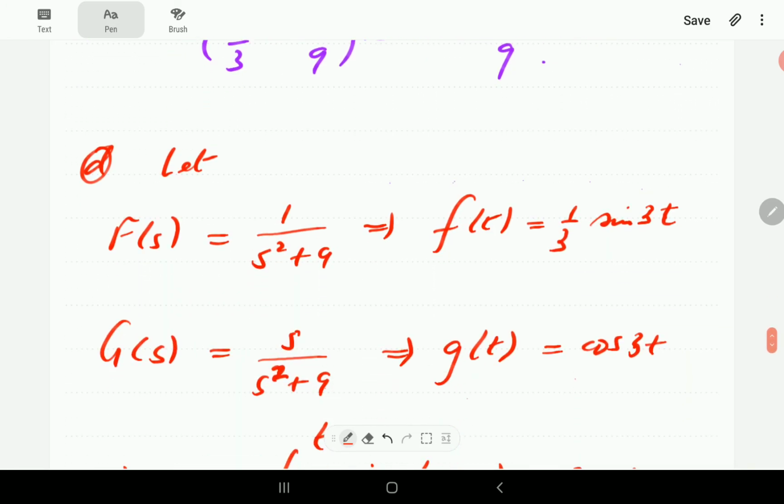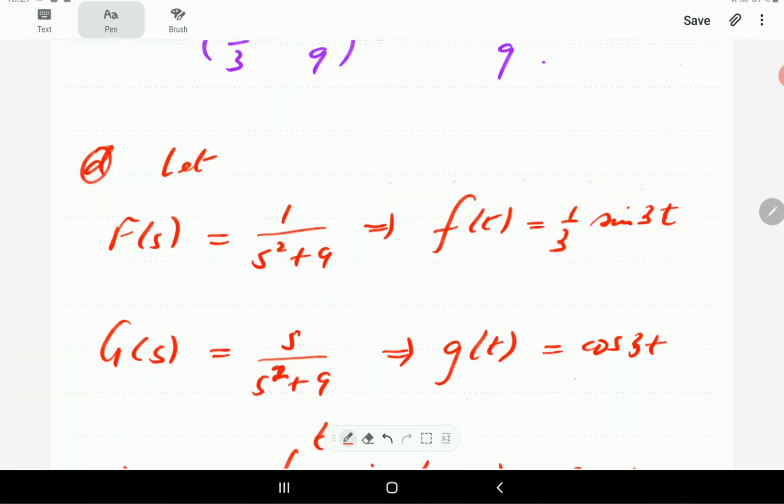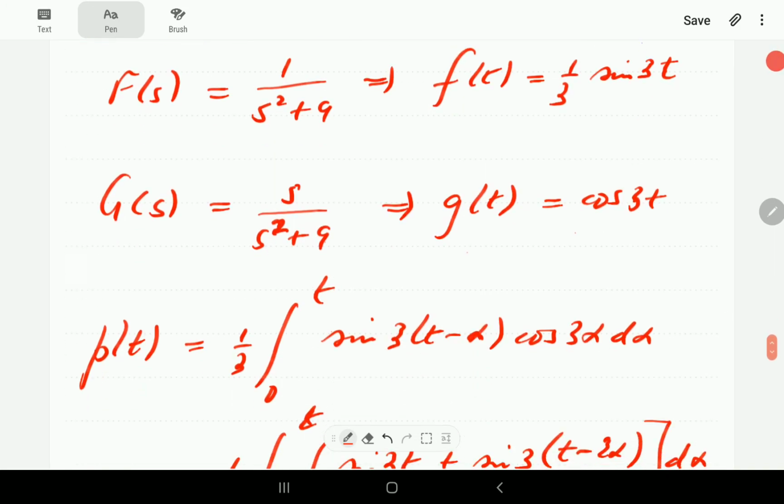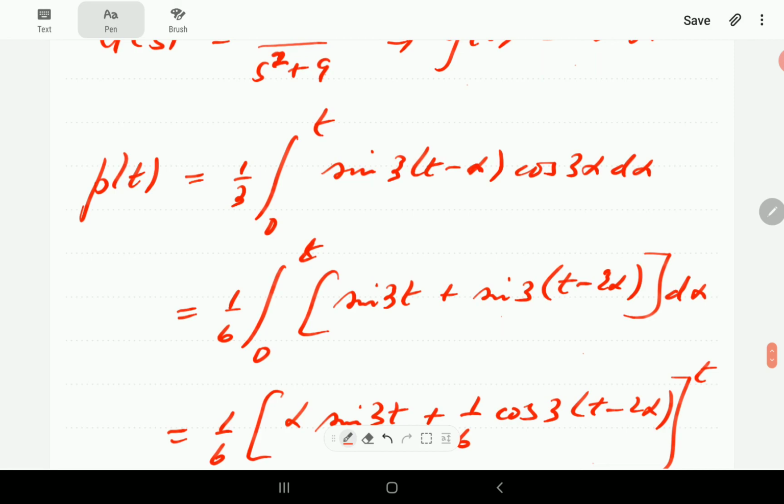Then for D, if f is 1 over s squared plus 9, then f of t is going to be a third sine 3t. This is because you look at the table here, the term that does not have s in the numerator has got a, so in our case a is 3, so that's why we end up with that 1 over 3 there. And then the other one is just giving us the cosine. Then the convolution looks like this.